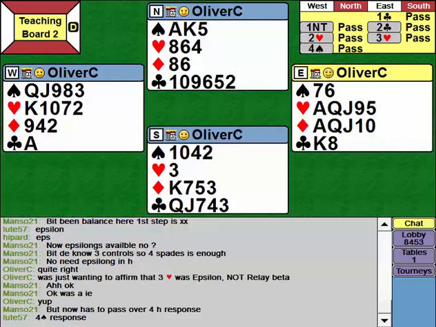And East, knowing that we're missing at least... sorry, exactly four controls, I think it is. One, two, three. Sorry, my brain's gone to sleep. Five, eight. Missing at least, well, missing exactly four controls. No, but no good to pass over four hearts.